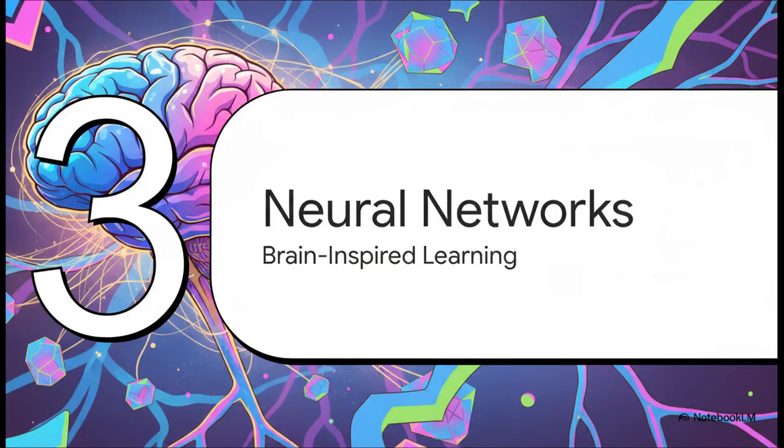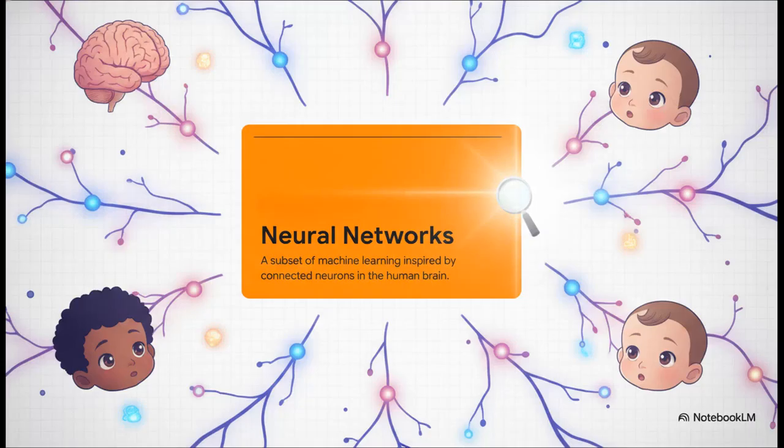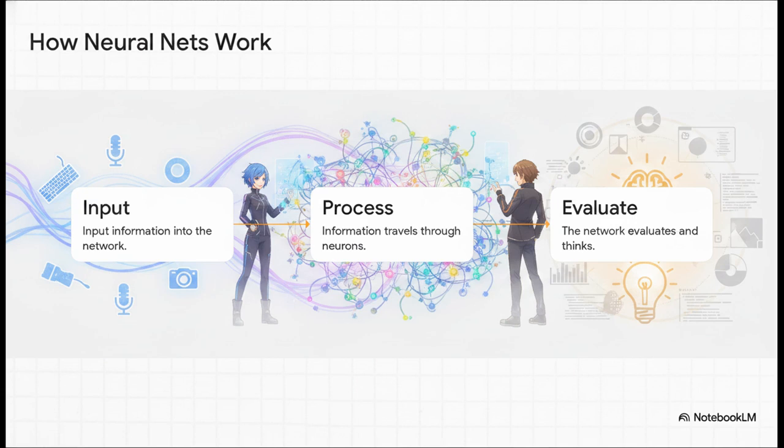Section 3. Brain-inspired neural networks, brain-inspired learning. So the crucial point here is that a neural network is a subset of machine learning that directly mimics how human babies learn. We're moving away from simple database sorting here and heavily simulating actual biology. It uses these deeply connected simulated neurons to process a whole jumble of information, literally inspired by the physical wiring inside our own heads. And it operates in a beautifully simple flow.